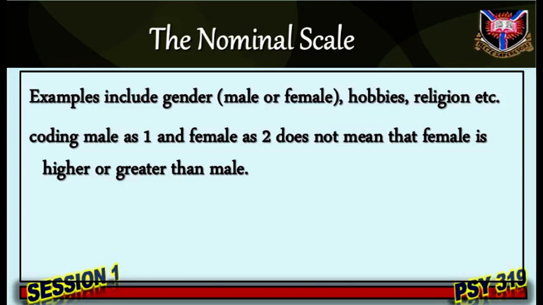Please check any of the below activities you do during your leisure time. Religion. Are you a Muslim, Christian, traditionalist, etc.? Coding male as 1 and female as 2 does not mean that female is higher or greater than male. Rather, these are just for categorization or labeling or identification.